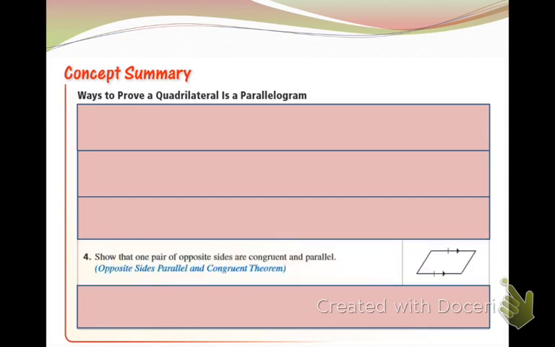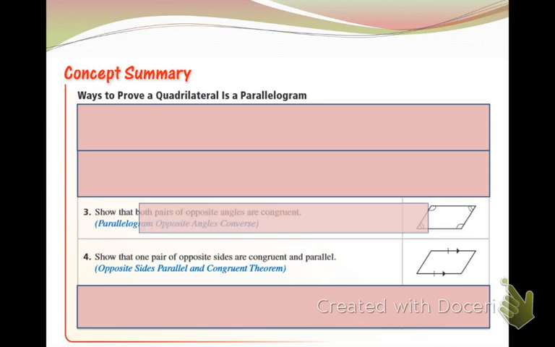So the first one would be show that one pair of opposite sides are congruent and parallel. So at the top where it says 1, opposite sides, I would write on the left half of the and sign that they are congruent, and on the right half of the and sign, you'd write that they're parallel. So opposite sides are congruent and parallel. Opposite angles are congruent. This is not new information. This is number 2 on your paper. This is number 3 on mine.